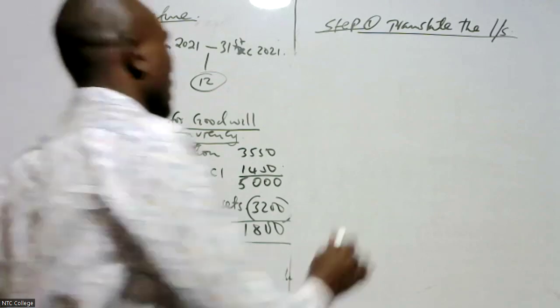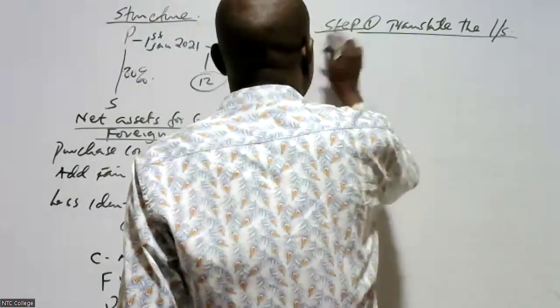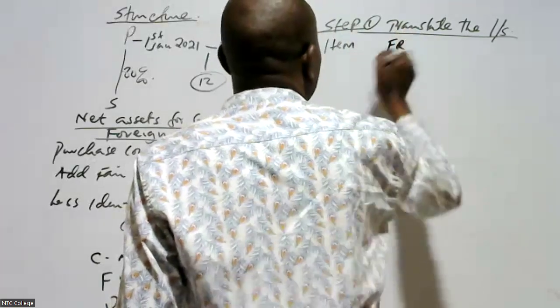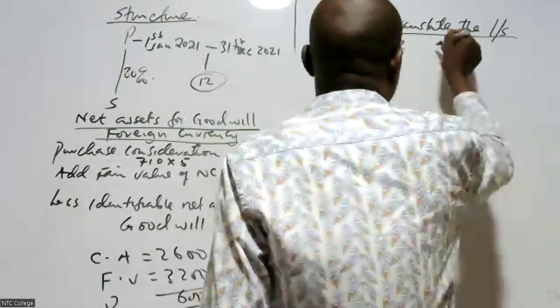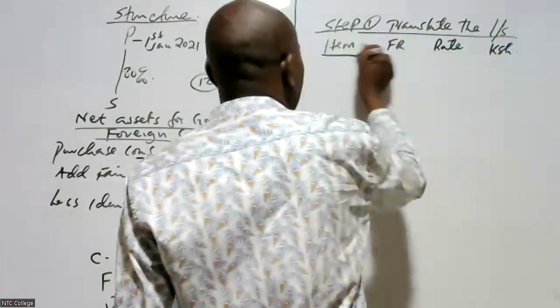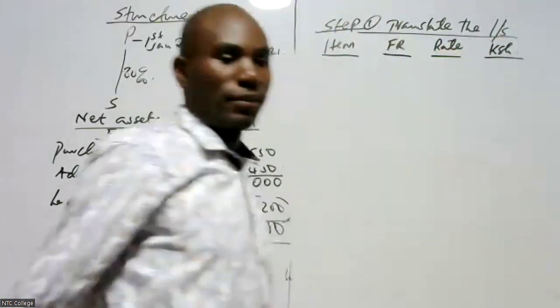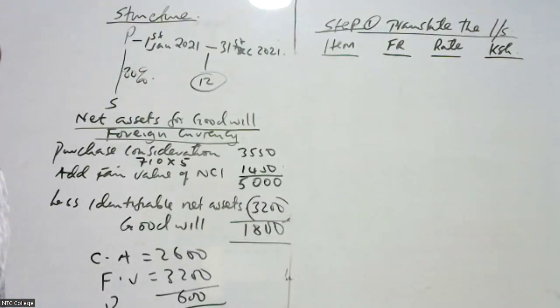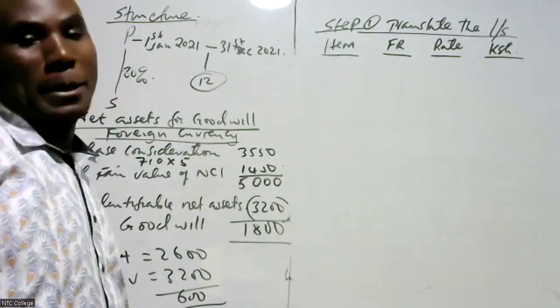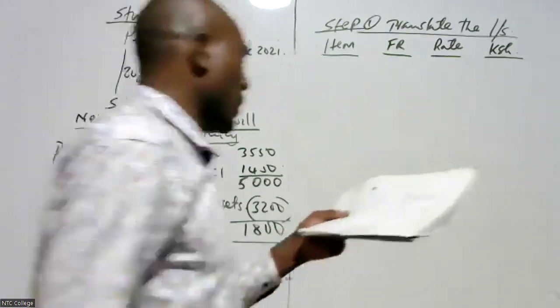How do we translate? We say item, then we take the foreign currency, the rand, then the Kenya shillings, because we are translating into Kenya shillings. Do it quickly. We want to translate the income statement into local reporting currency so that it becomes a normal income statement. Then we start with our revenue.